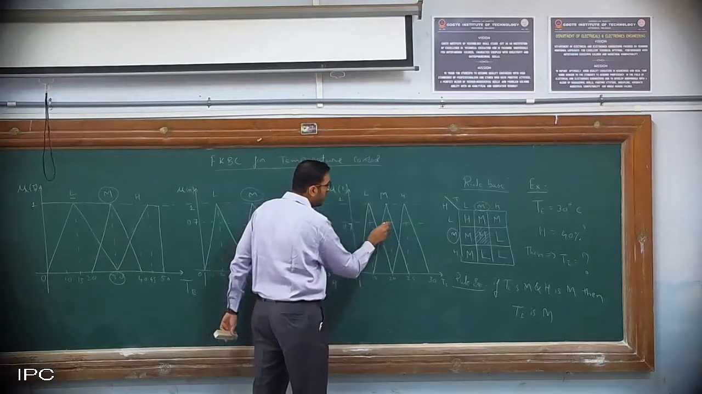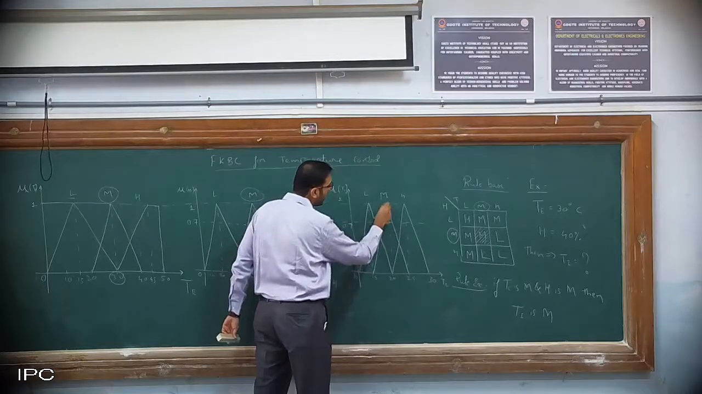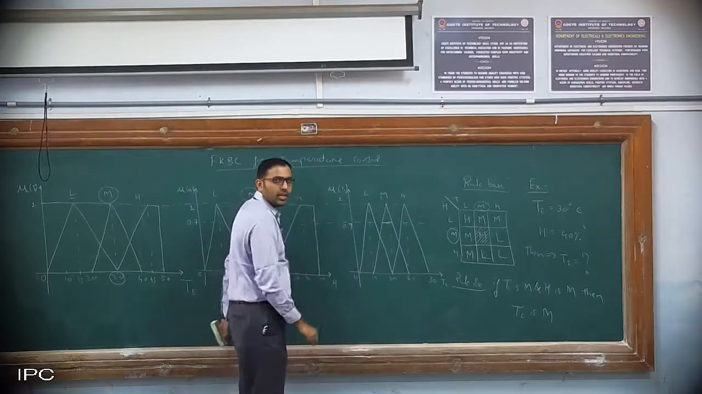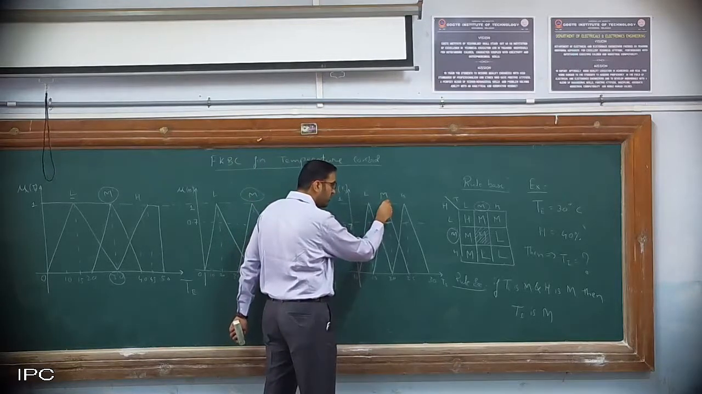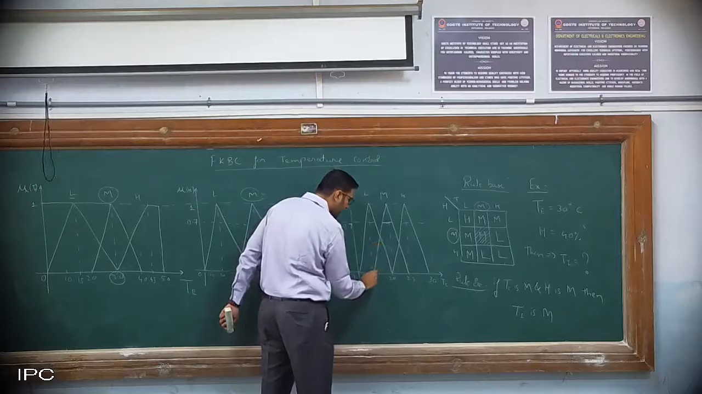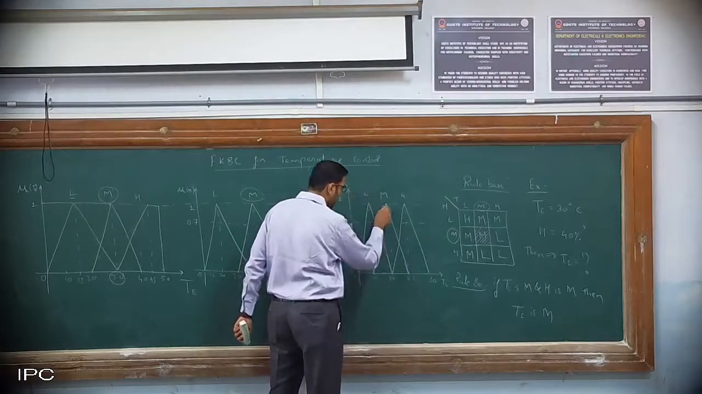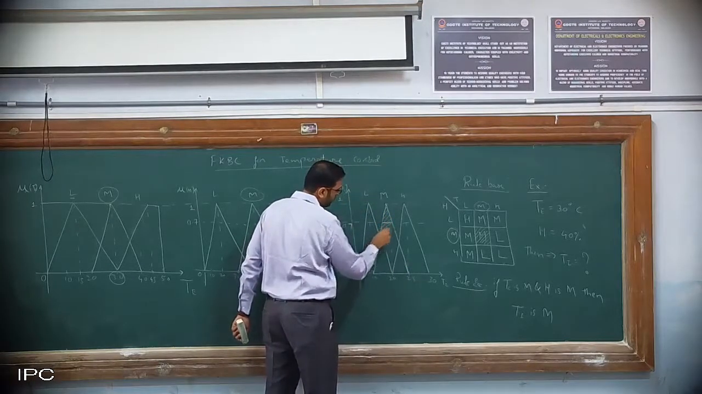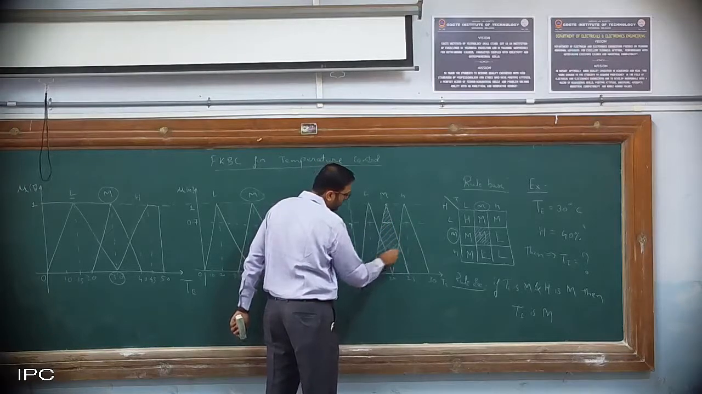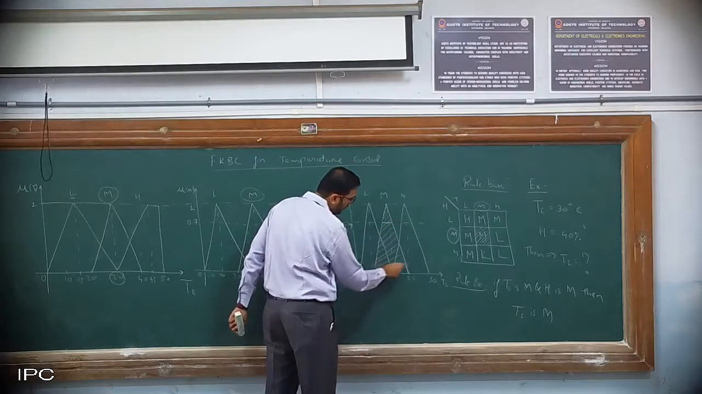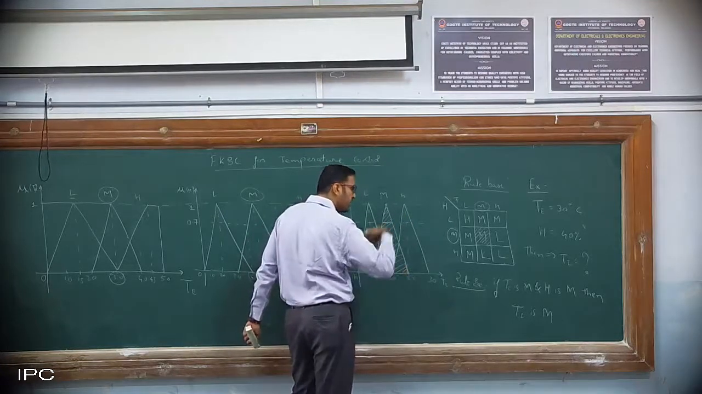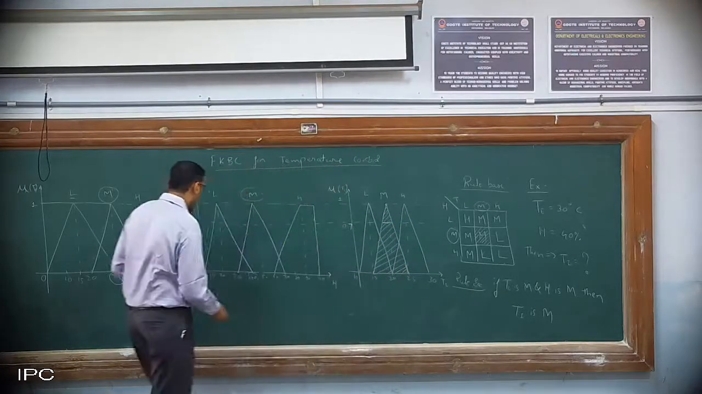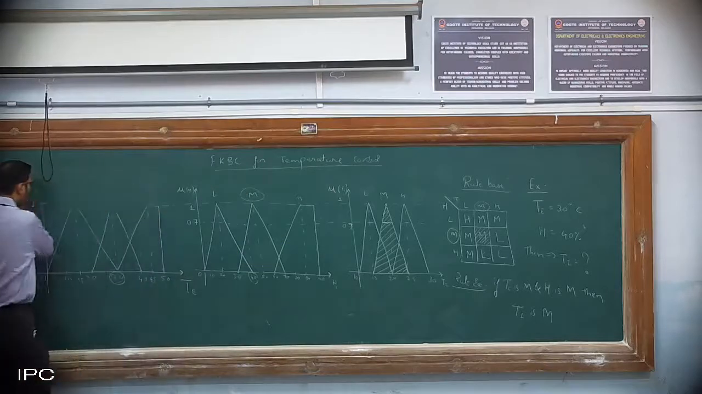Now we can see that there is one clipping here and another at this point. So always select the highest clipping point. In this case, this is the point, so the entire triangle will get selected, and this will be sent to the defuzzification block. Now let us see how exactly the defuzzification occurs here.